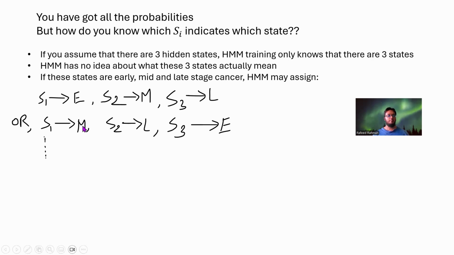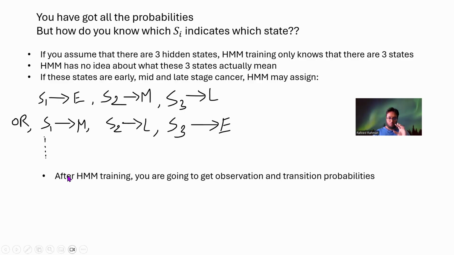For example, mid stage to S1, late stage to S2, and early stage to S3. Or you can think of other combinations as well. So how do we know what S1, S2, and S3 are? Because we need to know those. When a new sequence of observations appears, we need to be able to say what the possible hidden states for those observations are, because that is the primary goal of HMM.